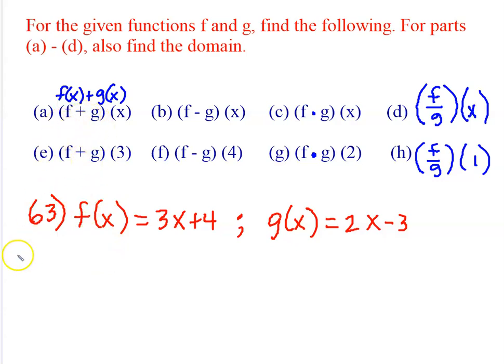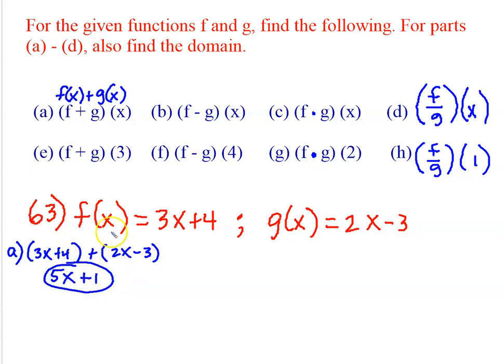So what this amounts to on letter A is really just combining like terms. We take 3x plus 4, which is the f function, and we add to that the g function, which is 2x minus 3. And when we combine like terms, the x's would be 3 plus 2, which is 5x. And the constants, 4 plus negative 3 is 1. So my answer for letter A is 5x plus 1.